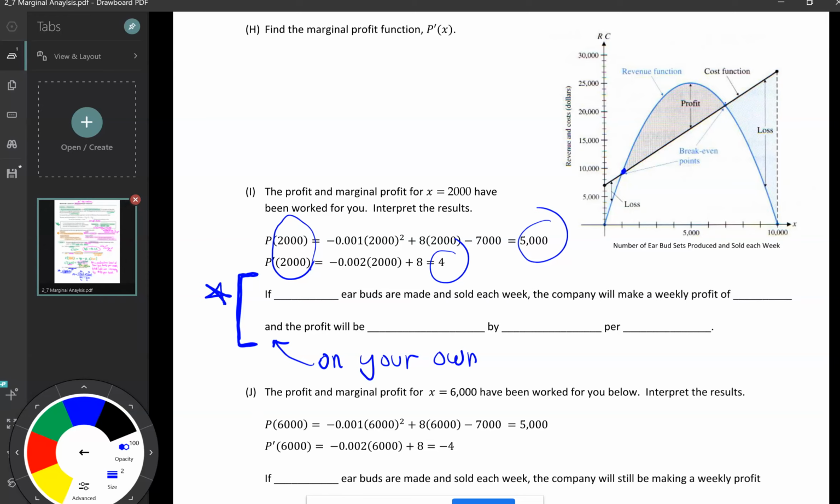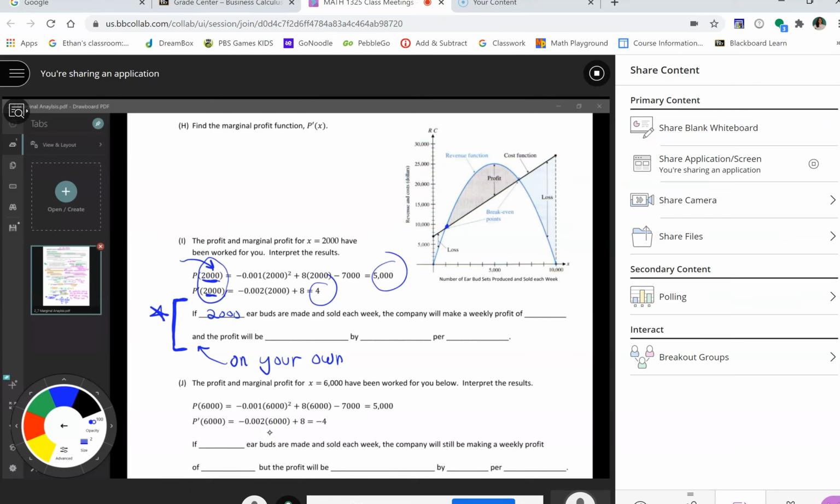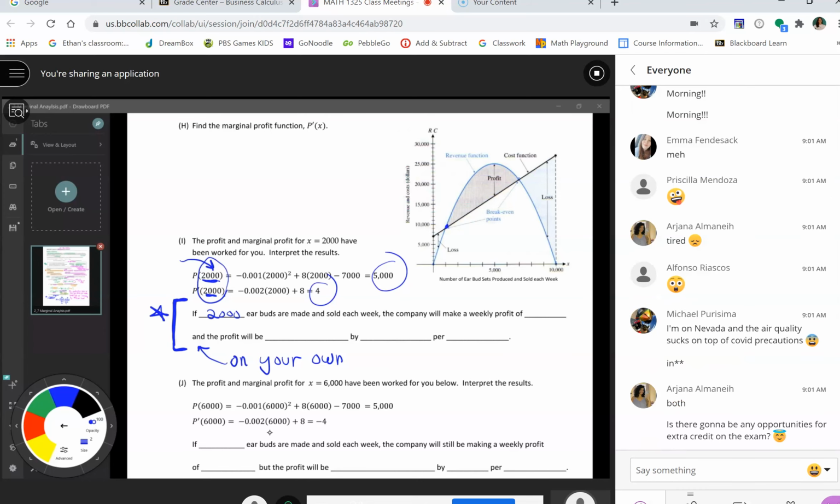On your test, it talked about at a production level of 2,000 earbuds, and the language I used here, if 2,000 earbuds are made and sold, or, there's lots of correct ways to say something. So if you're curious if your way is correct, you can always email it to me and I can take a quick look and give you a thumbs up. But you will have to write an interpretation completely on your own without a template or without multiple choice. So I wanted to point that out too. So any questions about those requirements, having to write your own interpretation and having to read a graph that's provided for you with break-even points provided for you?